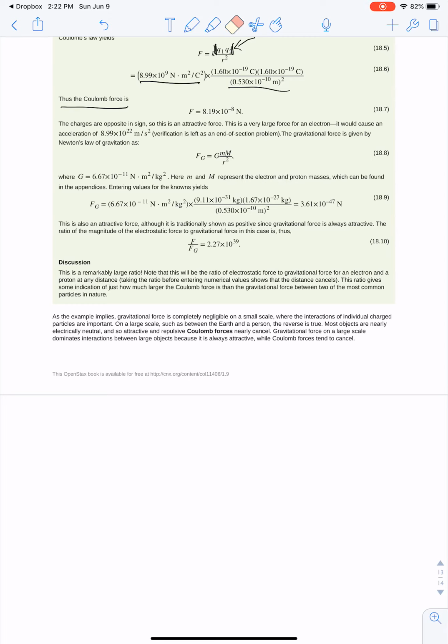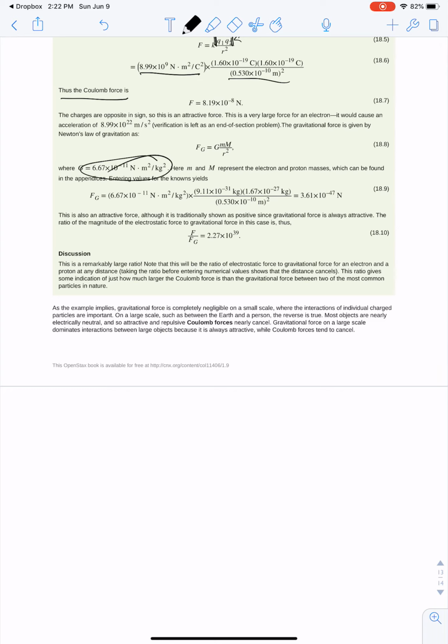All right, we've got G is 6.67 times 10 to the minus 11 newton meter squared per kilogram squared. That's our G constant. You may have to look this back up, this isn't in this chapter of the book, for example, but here it is right here, so we don't have to look it up. Anyway, it's Newton's gravitational constant. We plug all that in, mass of the electron, mass of the proton, divided by the distance squared, and we get this. Okay, so it's also an attractive force, right? Gravity pulls. So gravity is always attractive between two masses. It doesn't have a charge. So this is an attractive force. It's traditionally shown as positive, since gravitational force is always attractive.